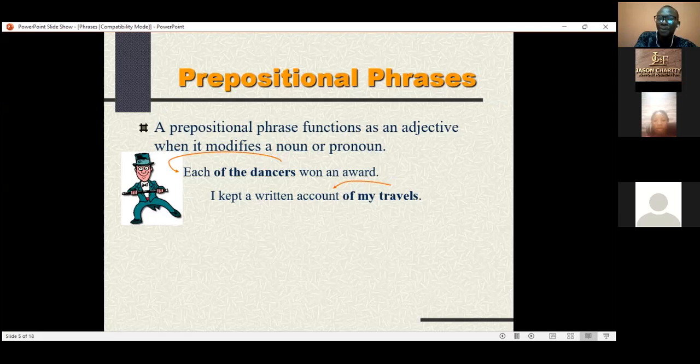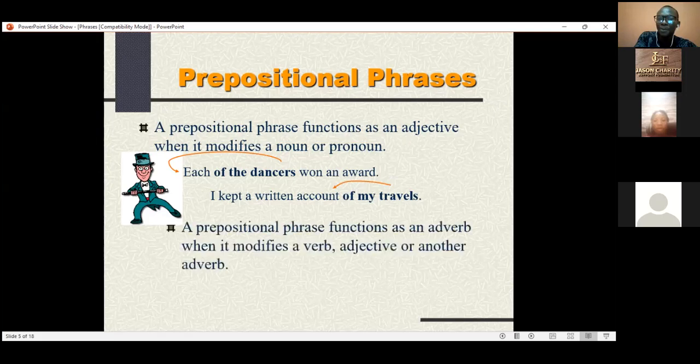So let's move on. When it modifies a verb, adjective, or what? If the function is verb, adjective, or another adverb.